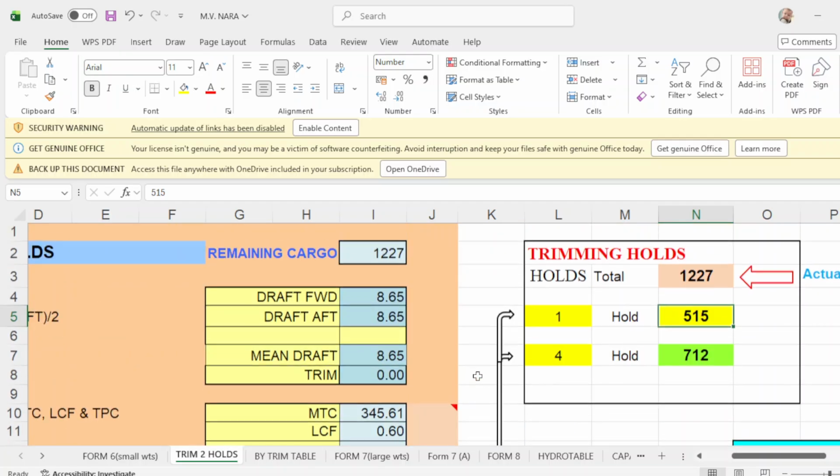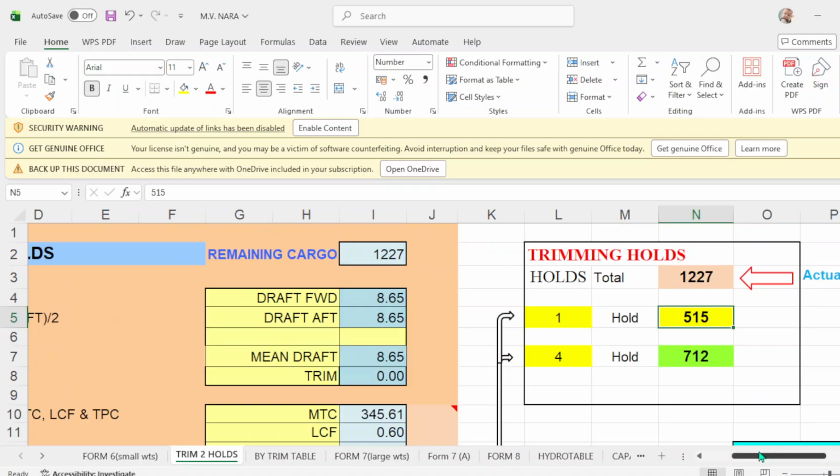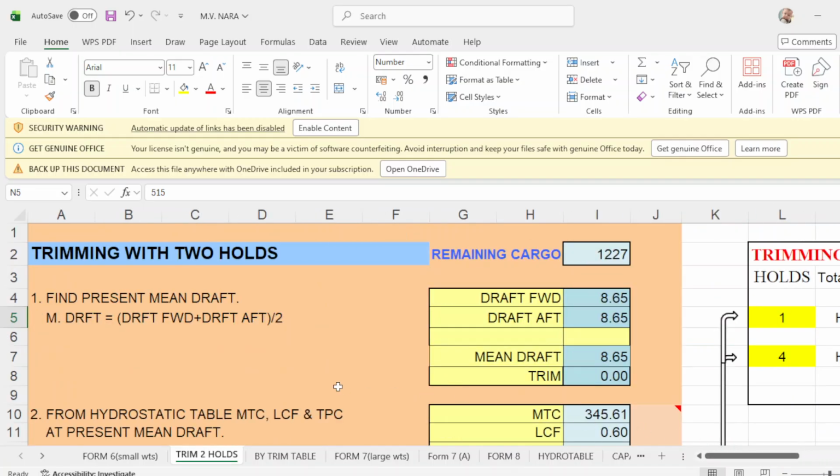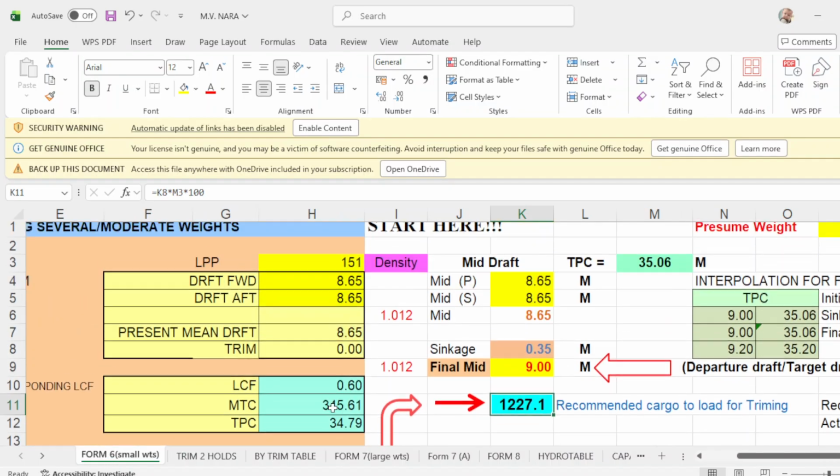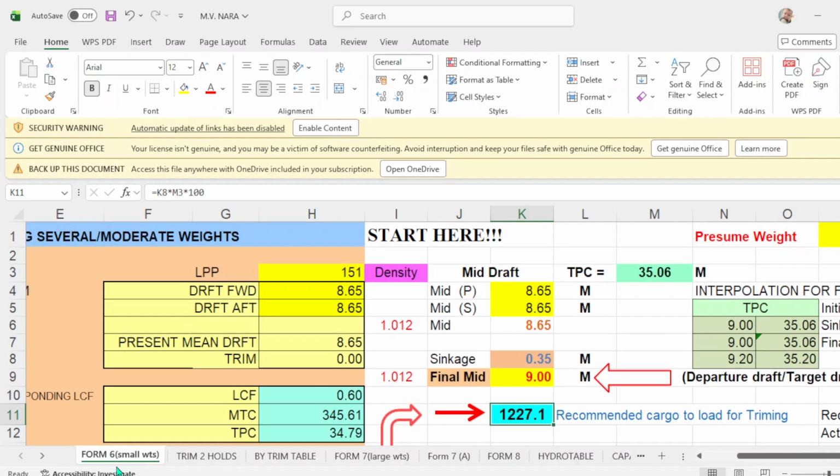So that's it, guys. I hope you like this video, but take note, if you use this program of form number 6, take note that you're going to use the TPC of your departure drop, which is already interpolated here. Do not use this initial TPC. It's always this TPC of your departure drop, which is interpolated on this column.